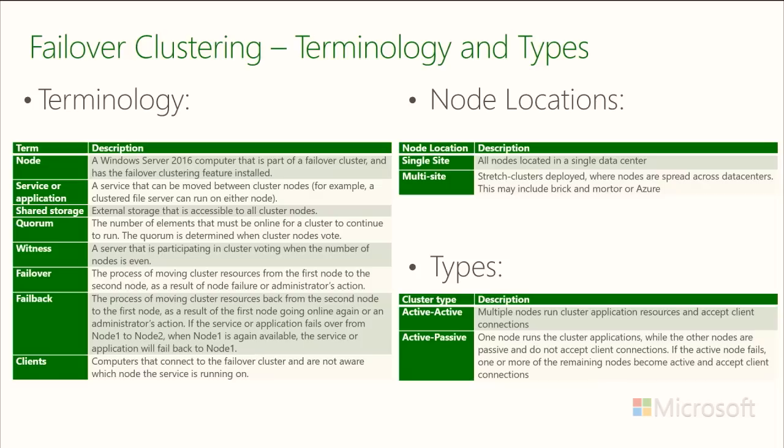In other words, if one server goes down, then the other server realizes that server A is down and server B takes over the services and continues running. So failover cluster is a fairly modern technology, and it continues to improve with Windows Server 2016, as you can see here.